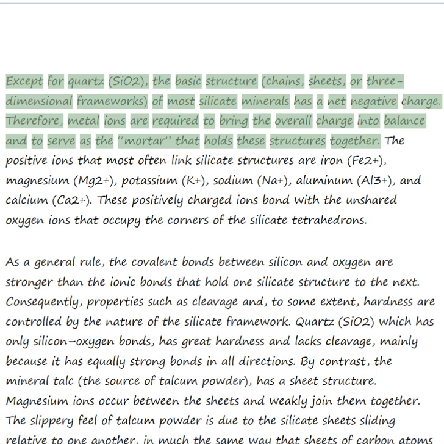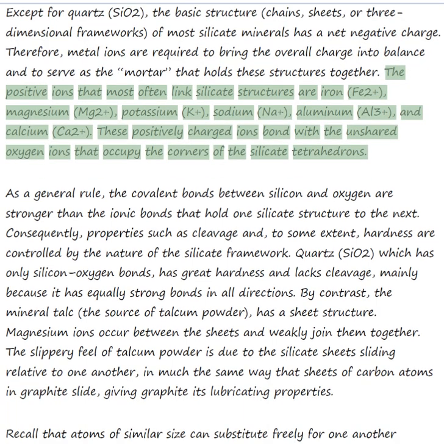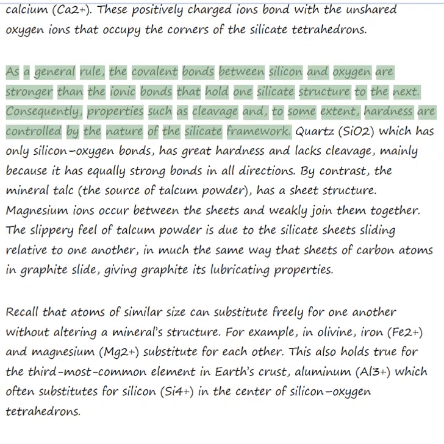Therefore, metal ions are required to bring the overall charge into balance and to serve as the mortar that holds these structures together. The positive ions that most often link silicate structures are iron, magnesium, potassium, sodium, aluminum, and calcium. These positively charged ions bond with the unshared oxygen ions that occupy the corners of the silicate tetrahedrons. As a general rule, the covalent bonds between silicon and oxygen are stronger than the ionic bonds that hold one silicate structure to the next.